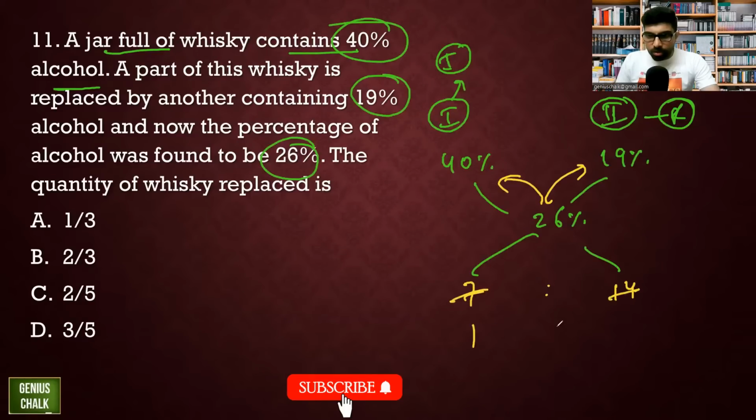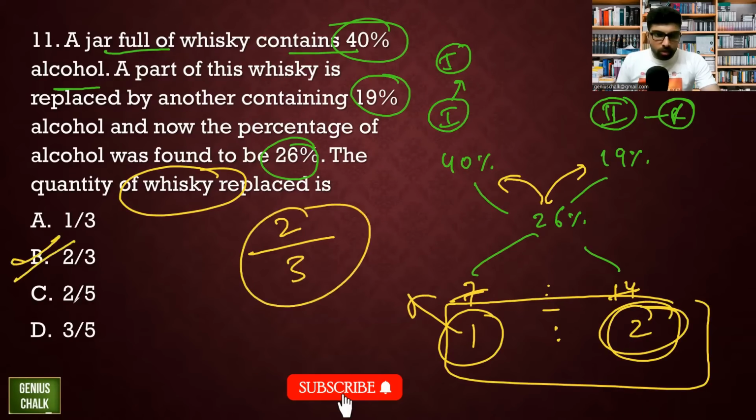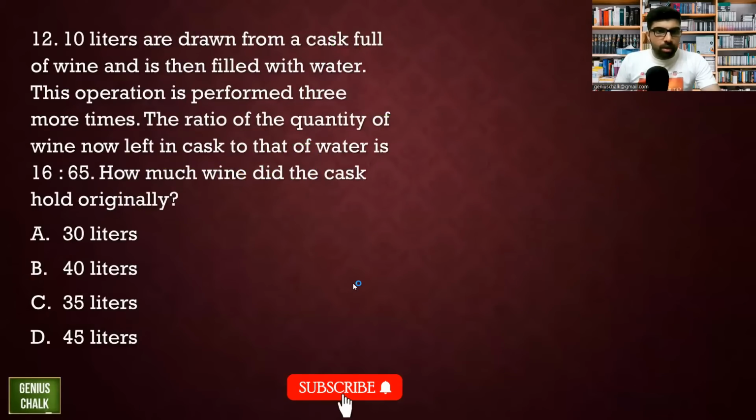So ratio is 1:2. It is saying whiskey replaced. So this is the replaced. 2 is replaced from the total. 1 is the value which was initial. 2 we have replaced. So total has to be 3. So answer has to be 2:3 or 2 by 3.